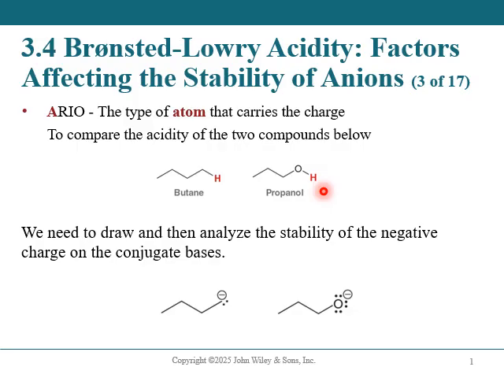When we look at the type of atom that is going to be holding the negative charge once that proton is lost, we draw them and then we analyze that stability. As you know from our previous discussions, oxygen is much more likely to carry a negative charge, is more stable when carrying a negative charge than carbon. So what that means is that this oxygen carrying that negative charge will provide for a more stable base than the carbon carrying that negative charge. Therefore, this will be more stable, this will be more acidic.